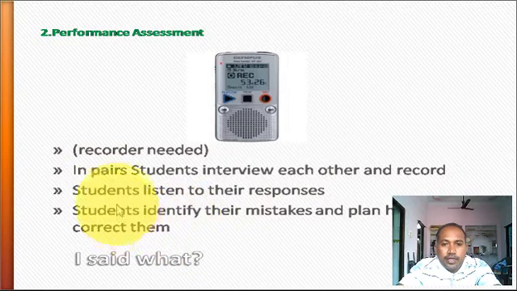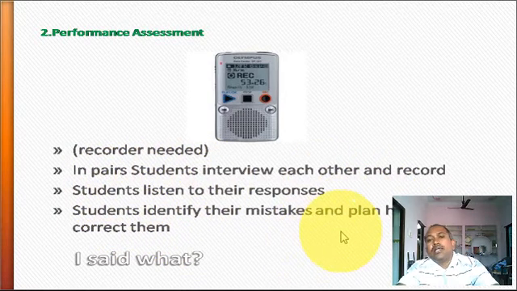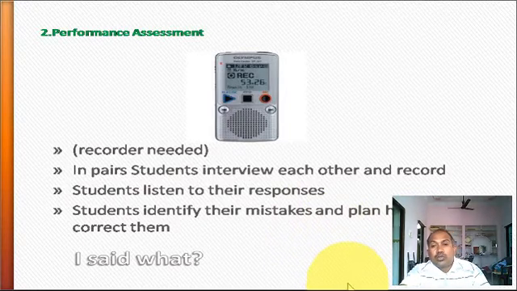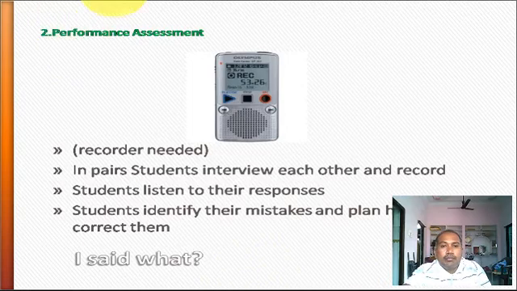Recording is needed for that. In pairs, students interview each other and record. Students listen to their responses. Students identify their mistakes and plan how to correct them.